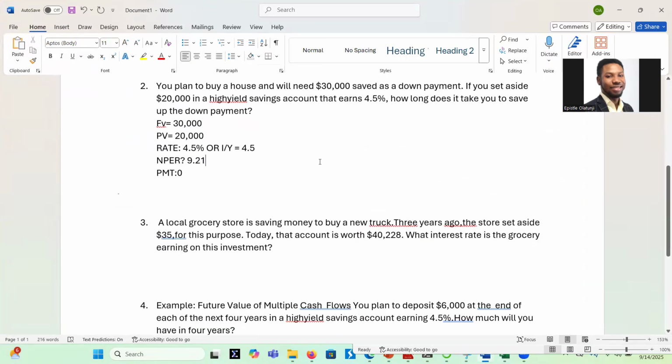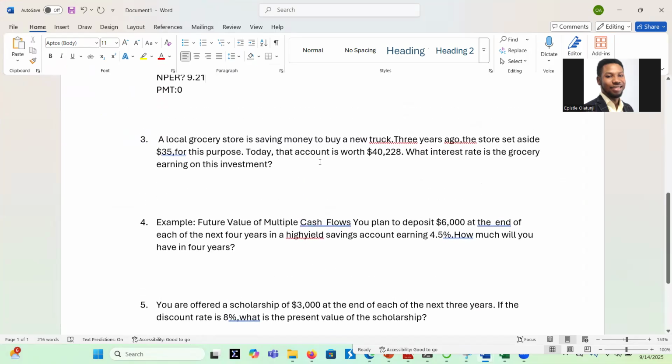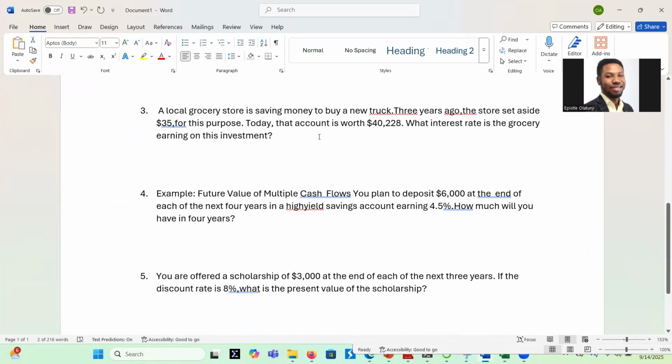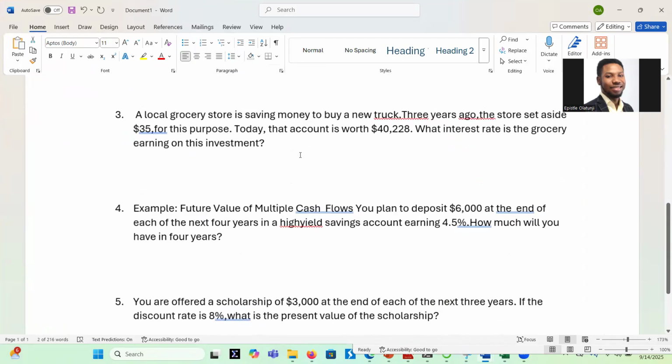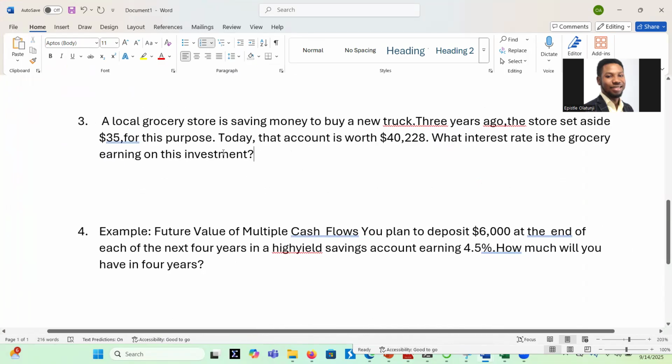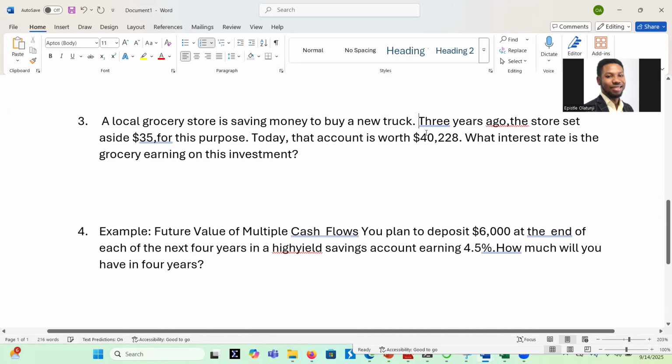And today we are going to be dealing with another aspect of time value of money. The last time we dealt with NPER, that is number of periods. So today we're going to be dealing with a local grocery store. It says a local grocery store is saving money to buy a new truck.